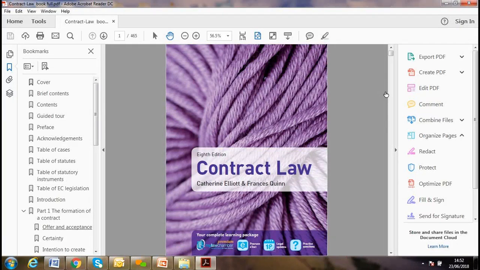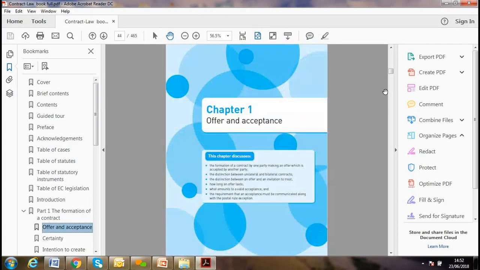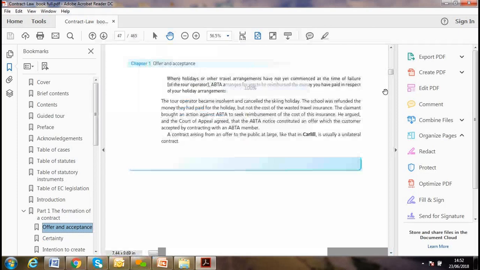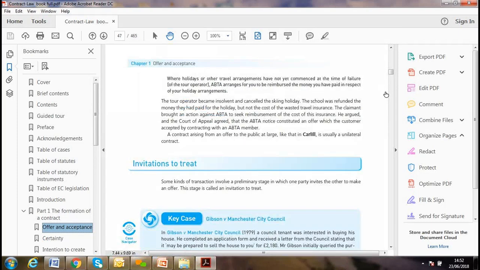It's quite a good book. When you click here, that's your chapter 1, which is about contract law, offer and acceptance. When you go down, you will see some cases there, which are called case law. What happened in the past? You will see it there.